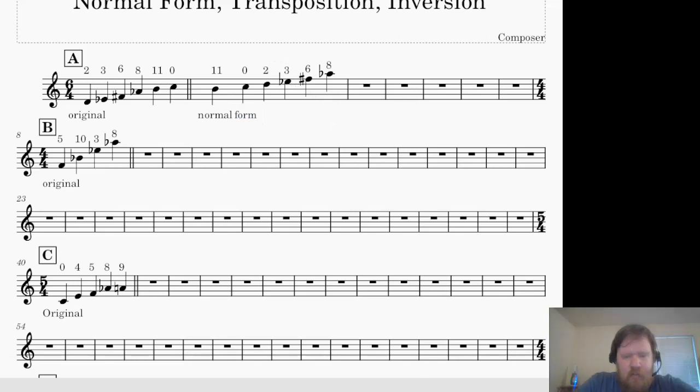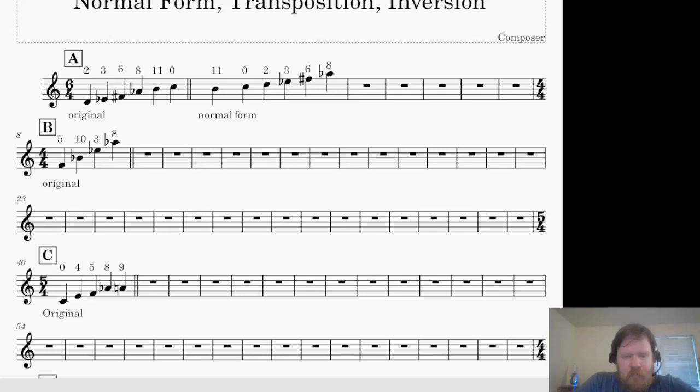All right, let's now find the normal form of this next set that we're given. So the first thing we want to do is take all of these pitches and put them in ascending order. I'm going to start with the lowest one, which is an E flat, and put it down here. The next one is the F. The next one up is the B flat, and the next one up is the A flat, and then we have a B flat. Okay, so here we are in ascending order.